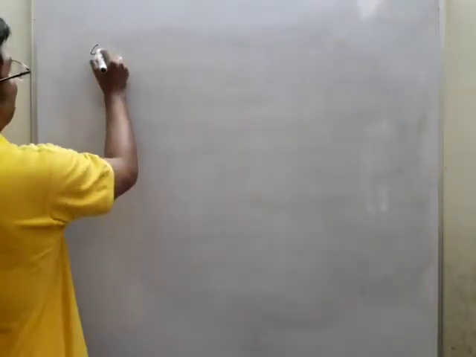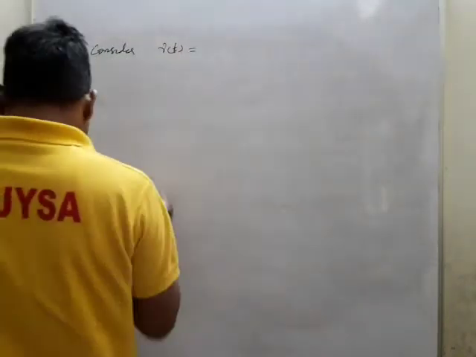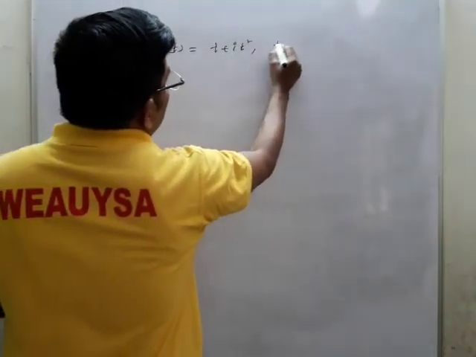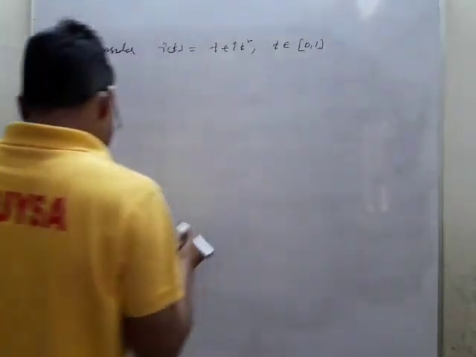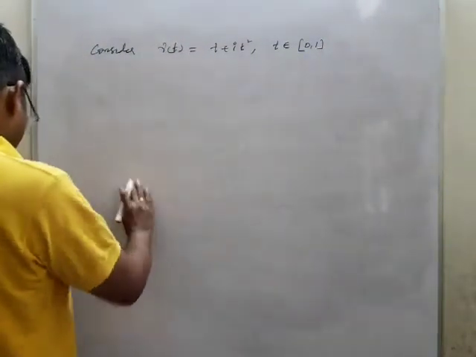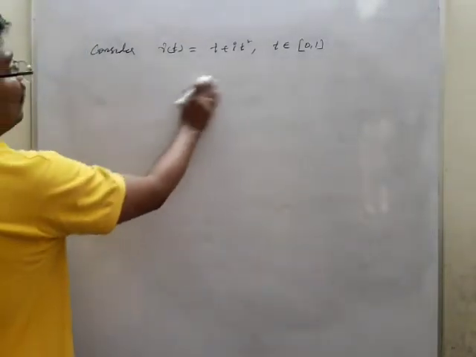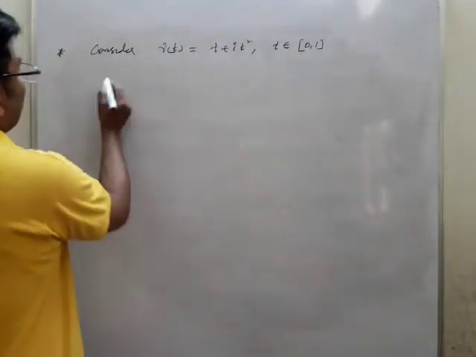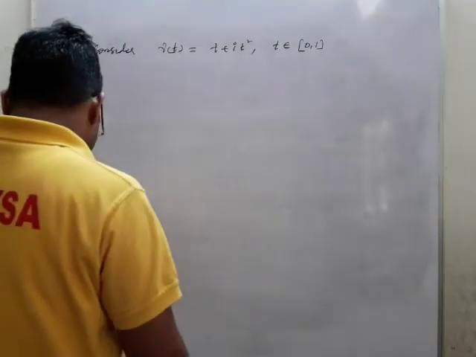Now consider gamma of t equal to t plus i t square, where t belongs to 0 comma 1. Now this we need to find out. This is another problem. What's the solution now?